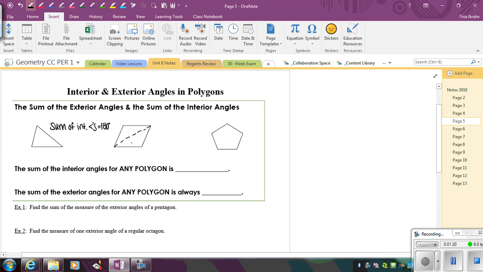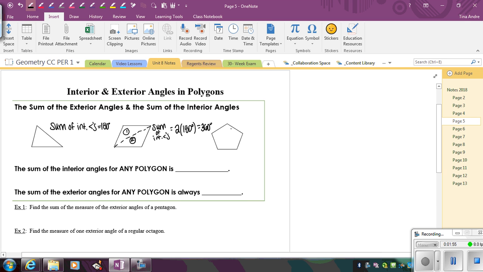So the number of triangles that you create here are two. So you have two triangles because within these two triangles, the three angles in each of these triangles completely make up the four interior angles of this quadrilateral. So that means the sum of the interior angles is going to be 2 times 180 degrees because there's two triangles and 180 degrees in each of the triangles. So you multiply that and you get 360. So that's where the sum being 360 comes from.